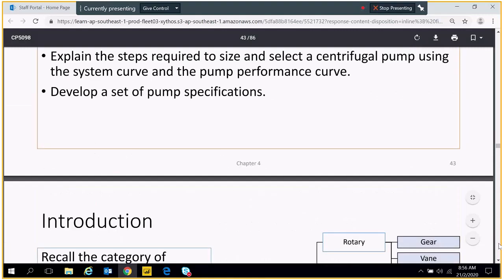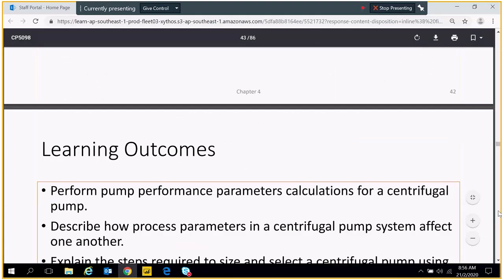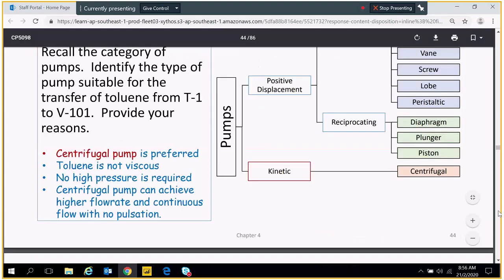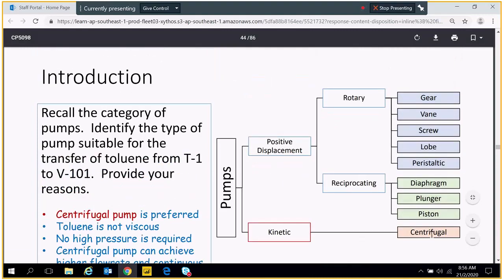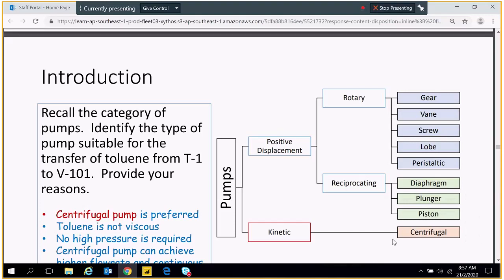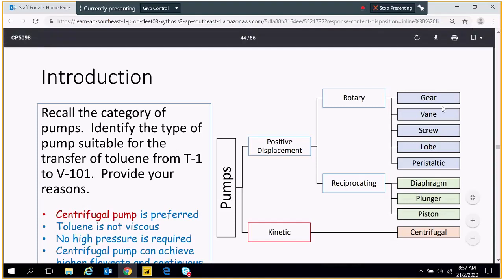All right, so we finished the rotameter, orifice, and the Venturi. Now we go to the pump. For pumps, most of the time in the chemical industry we use the centrifugal pump. For continuous flow, if the toluene is not viscous and you don't need high pressure, just use a centrifugal pump. If you want high pressure, you use a gear or screw. These are rotary pumps. A screw pump is like a screw inside the pipe.